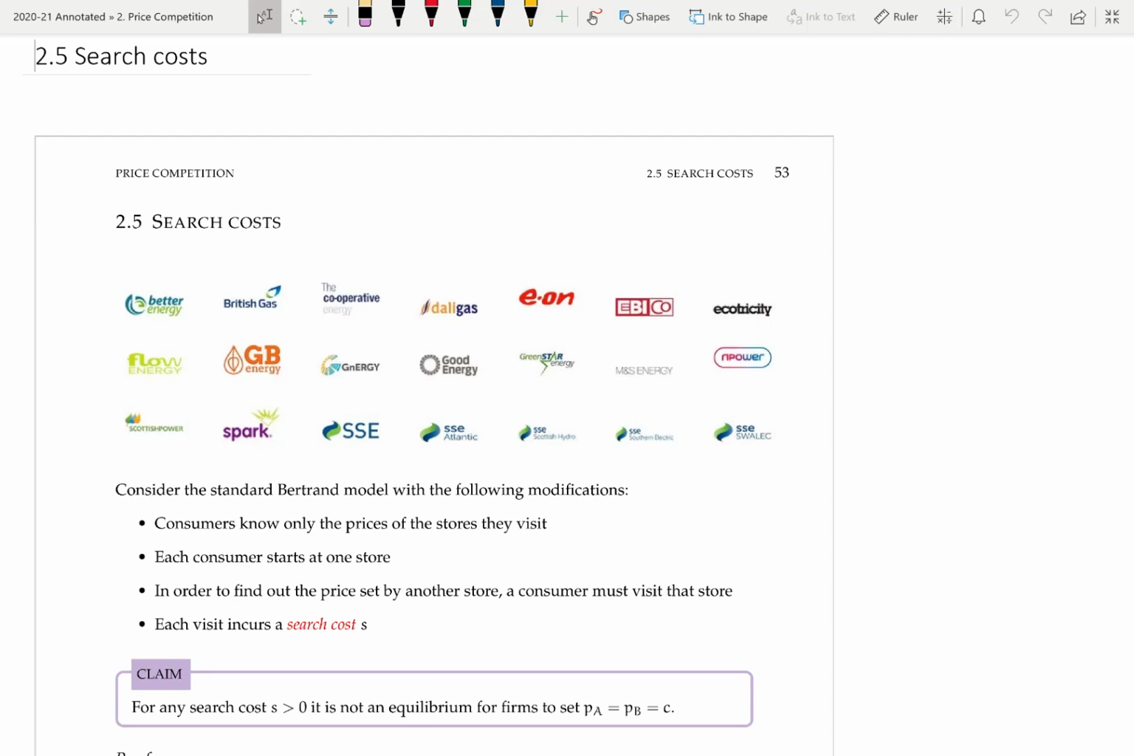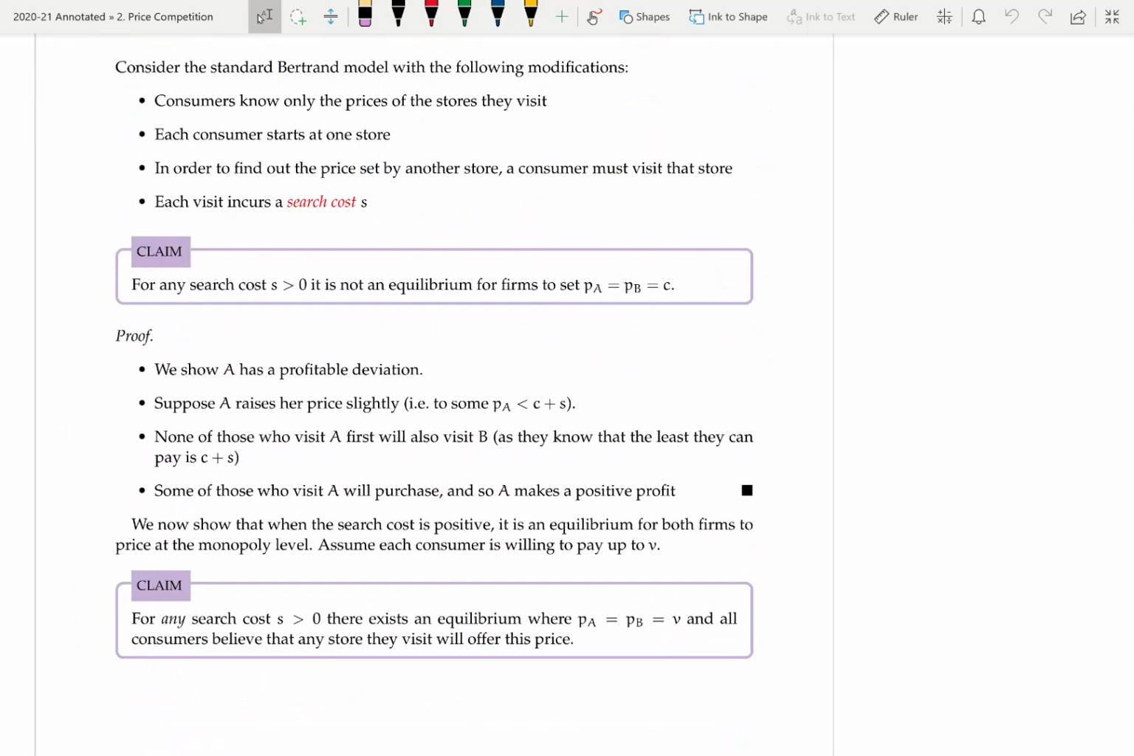We're going to consider the standard Bertrand model and introduce search costs. So consumers know only the prices of the stores they visit. Each consumer starts at one store and learns the price of that store for free. In order to find out the price set by another store, a consumer must visit that store, and this incurs a search cost S.